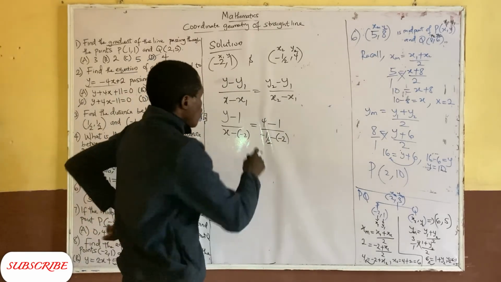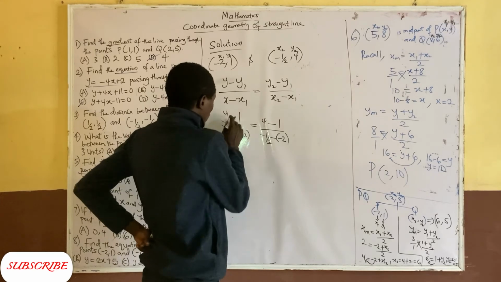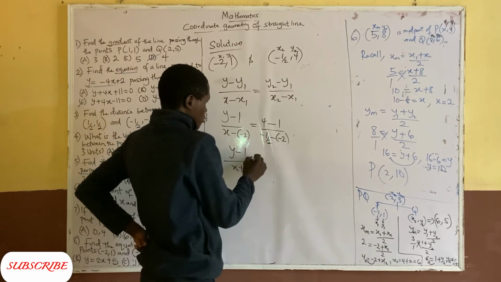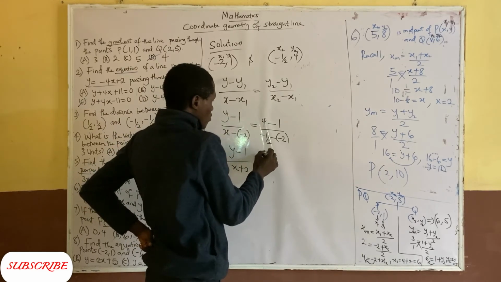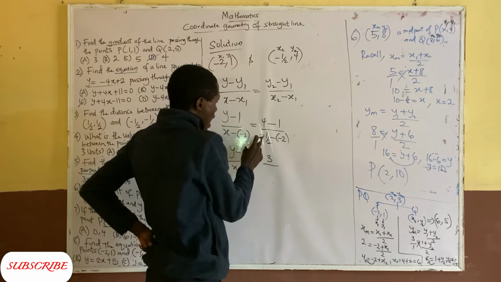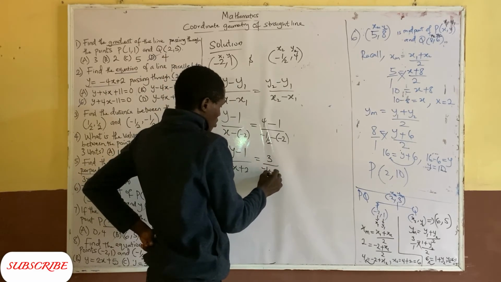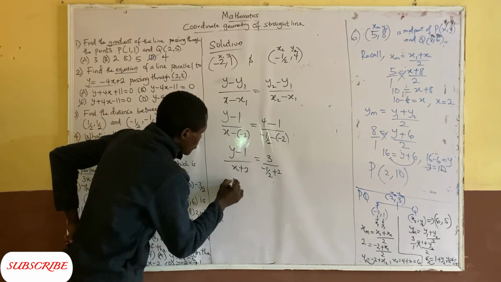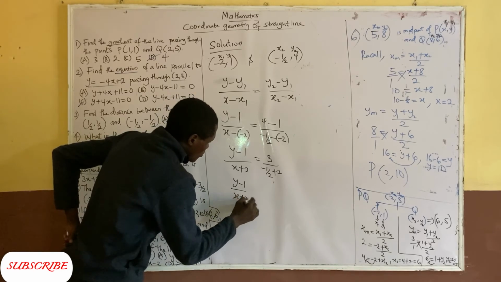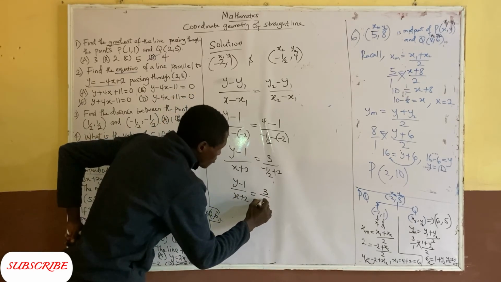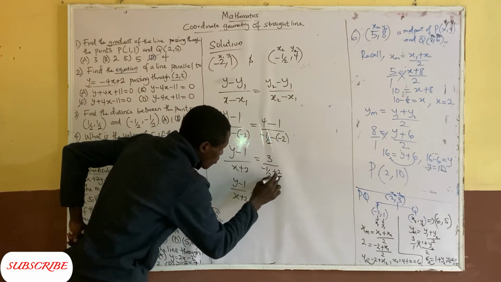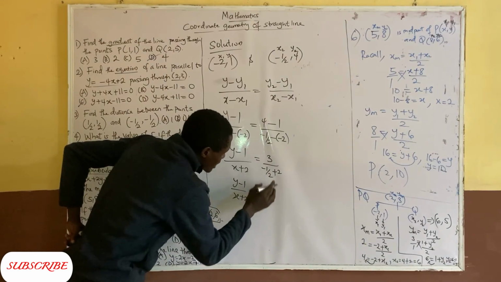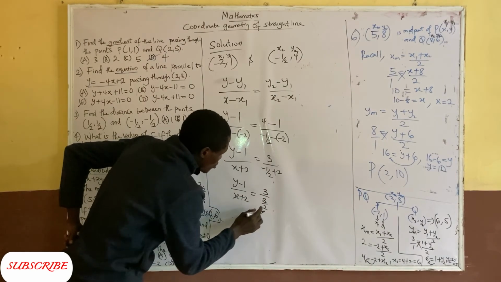So from here we have y minus 1 over x plus 2 equal to 4 minus 1, which is 3, over minus 1/2 plus 2. Now everything gives y minus 1 over x plus 2 equal to 3 over minus 1/2 plus 2. That gives 1 and a half, and 1 and a half is equal to 3 over 2. So 3 over 2.